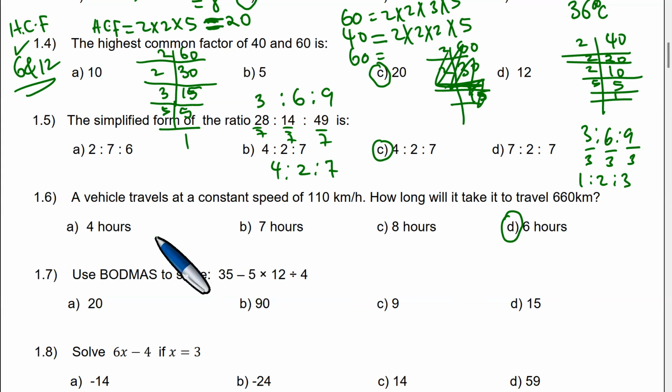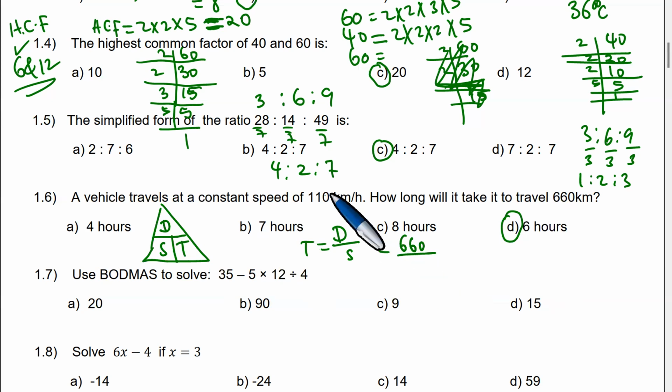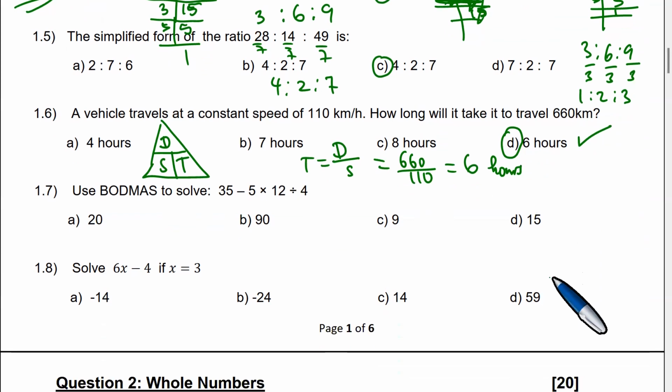So obviously you take into account a couple of things. If you use this triangle, speed is distance over time. Speed is what? Speed is distance over time. So if you say how long will it take, you need time. So time is T and time is the same as distance over speed. So the distance is 660. The speed is 110. And if you divide, it is 6 hours. And the answer is D.